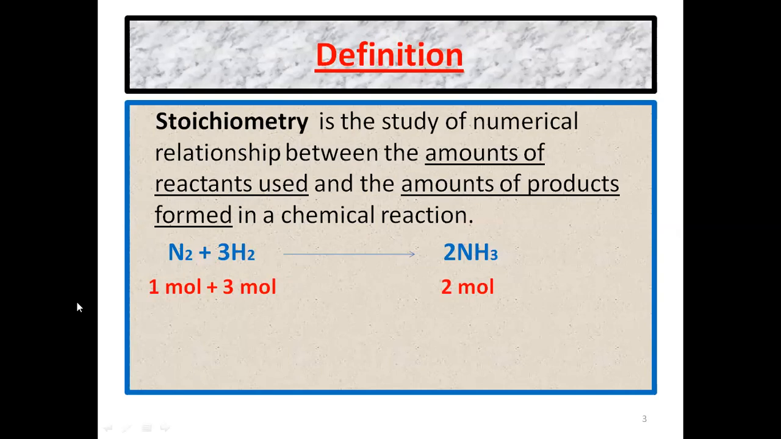For example, if we have a chemical reaction where nitrogen combines with hydrogen forming ammonia, if we look at the chemical equation, we have 1 mole of nitrogen combined with 3 moles of hydrogen forming 2 moles of ammonia. Now this amount of the reactants, that is 1 mole nitrogen and 3 moles of hydrogen, shows the relationship with the amount of the product formed, that is 2 moles.